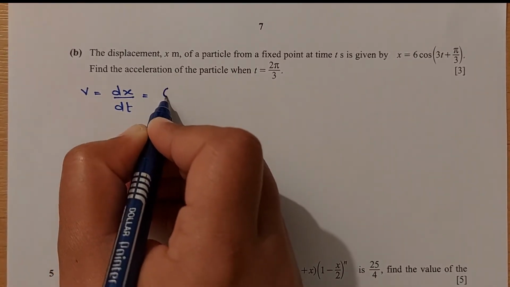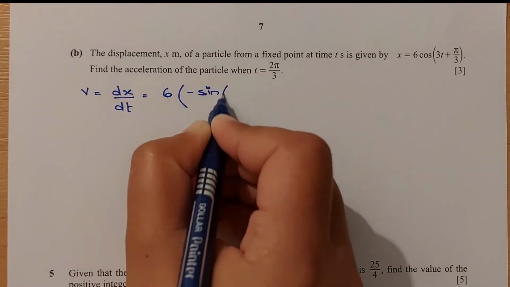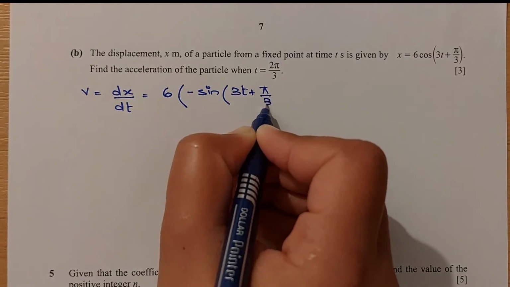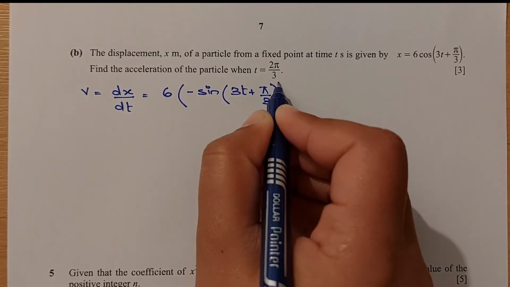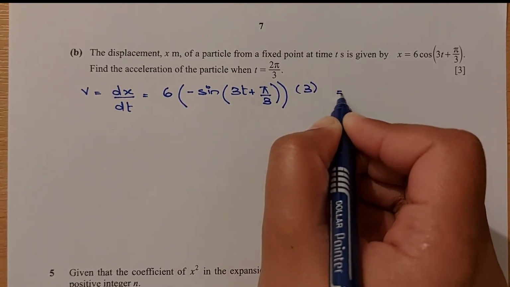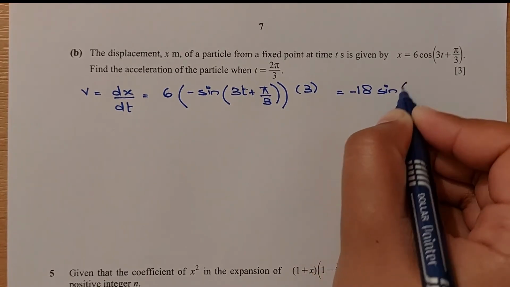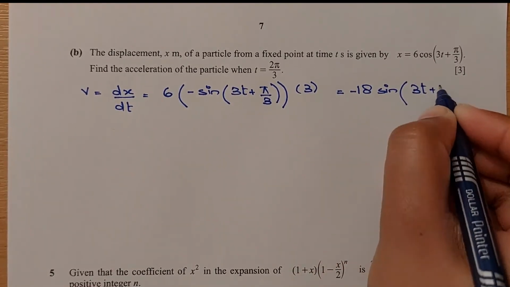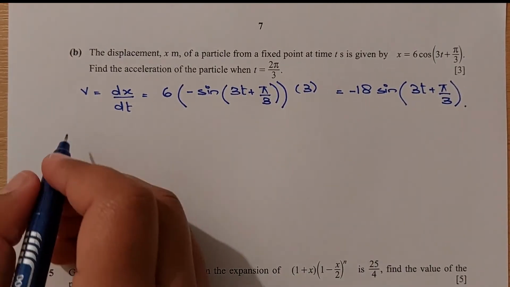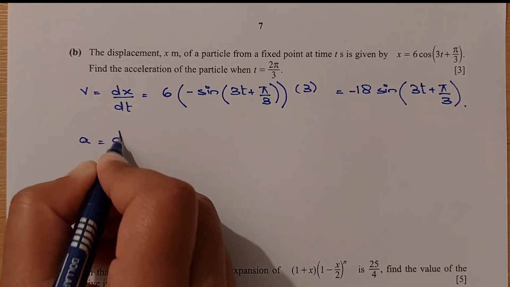and this is 6. Cos derivative is minus sine 3t plus pi by 3, and its derivative is just 3. So that is 6 times 3, minus 18 sine 3t plus pi by 3, right? So this is the velocity. Now let me find the acceleration, that is the derivative of velocity.